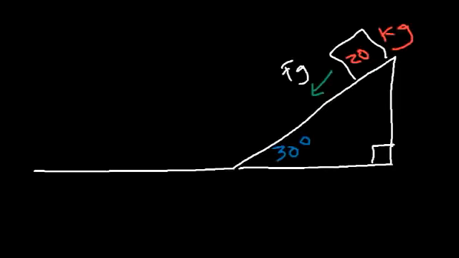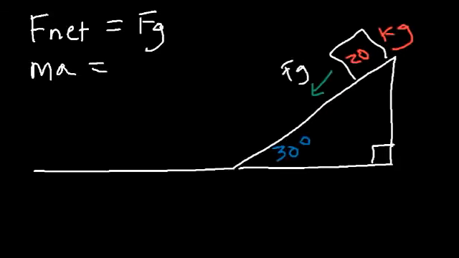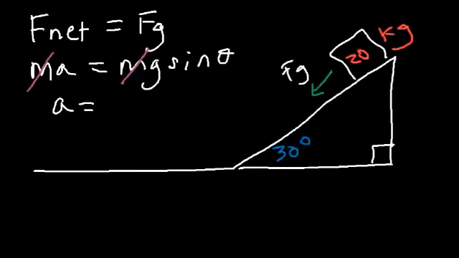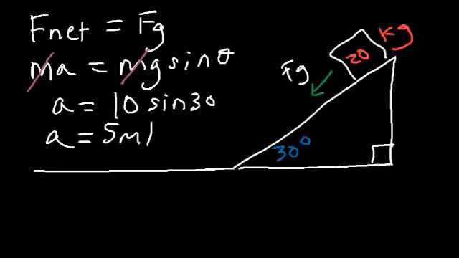The net force parallel to the incline is equal to F of g, since that's the only force that's pulling the block downward. The net force is equal to ma, and F of g is mg sine theta. So we really don't need the mass in this equation. We can cancel m. So the acceleration is simply g sine theta, which we're going to use g as 10, and sine 30 is 1/2. So the acceleration is 5 meters per second squared.